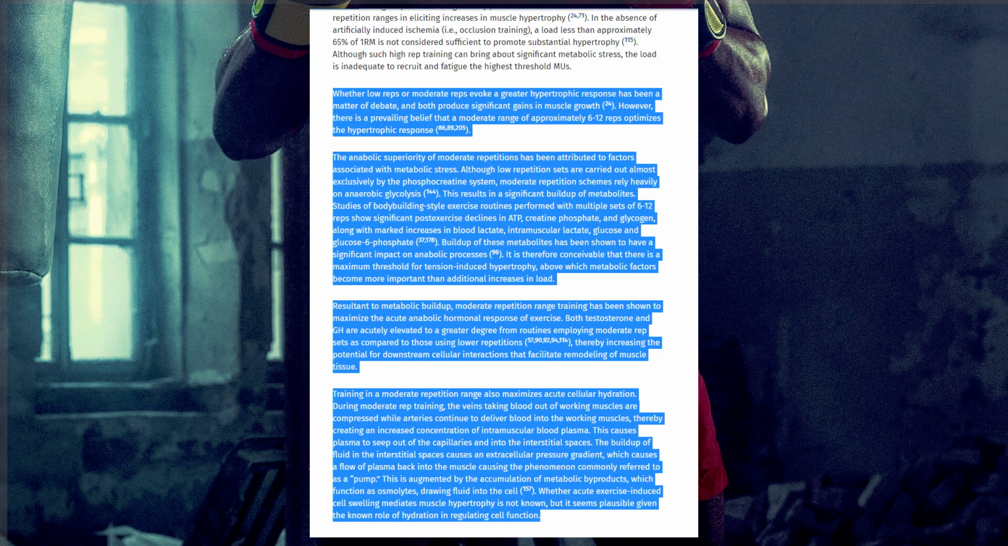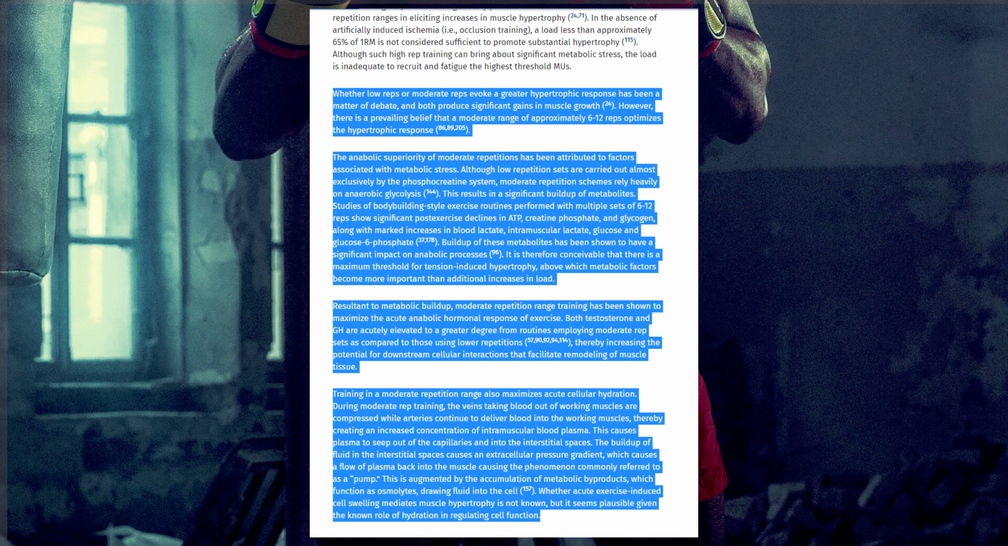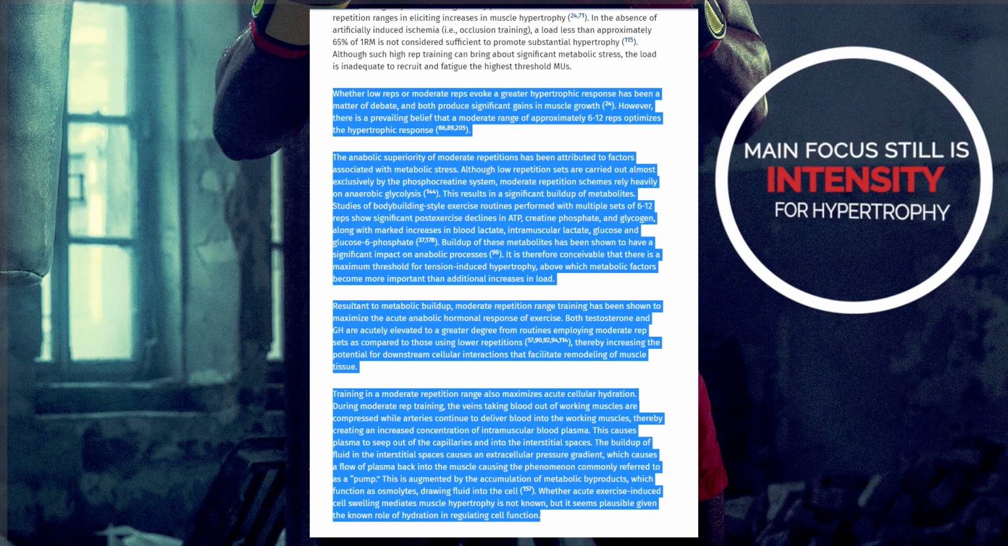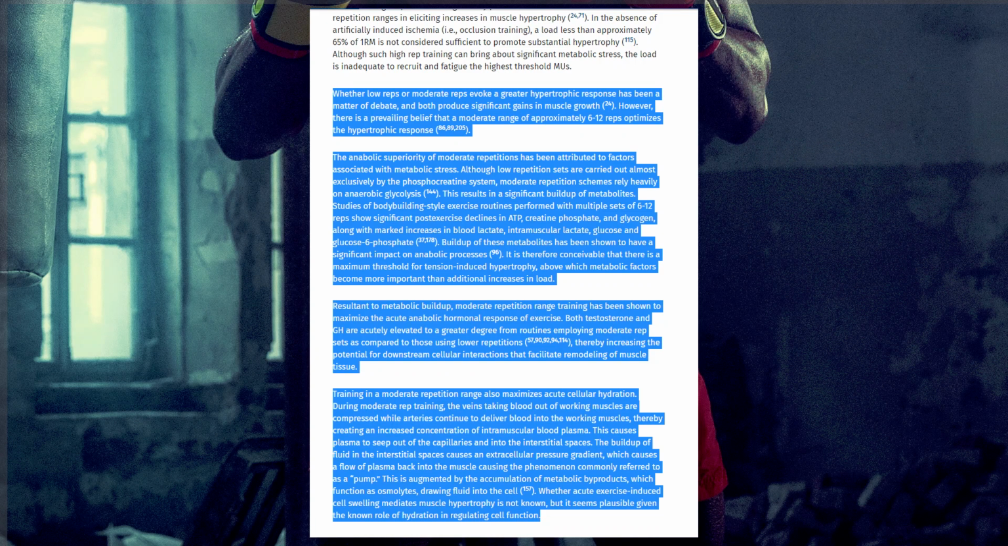The main thing is that both of these research papers state that working in a moderate repetition range is going to be superior to low or high rep ranges in order to maximize hypertrophy. Of course, you need to take into consideration that this is still only a secondary fact, and the main factor is going to be to go to muscular failure in at least a couple of sets in your exercise.